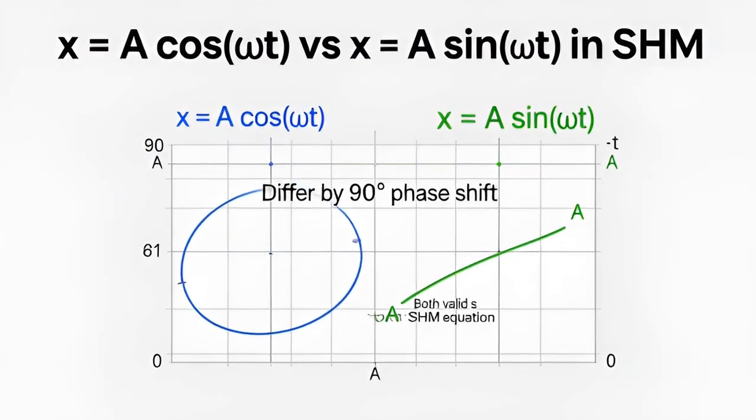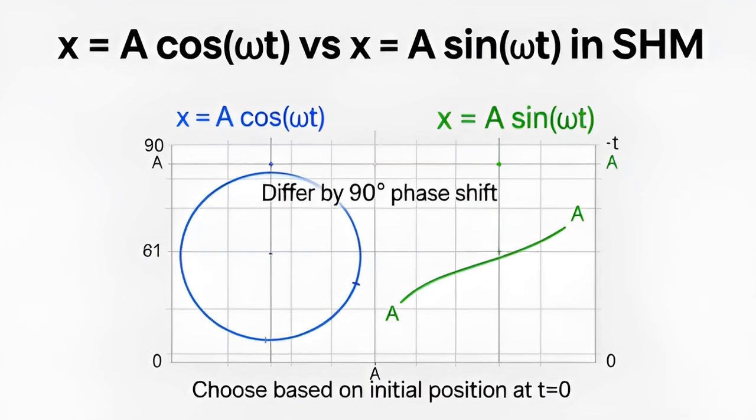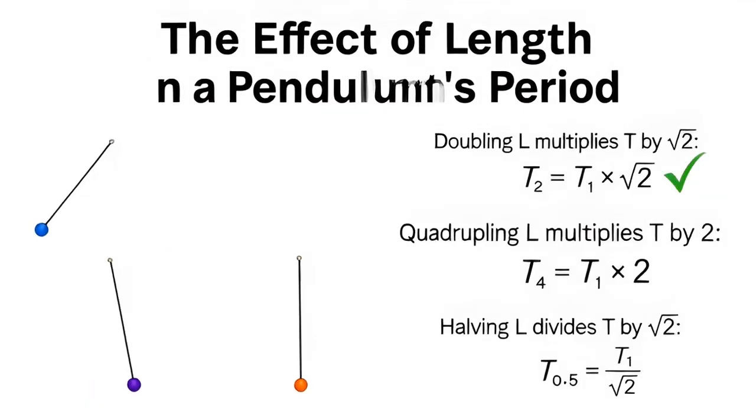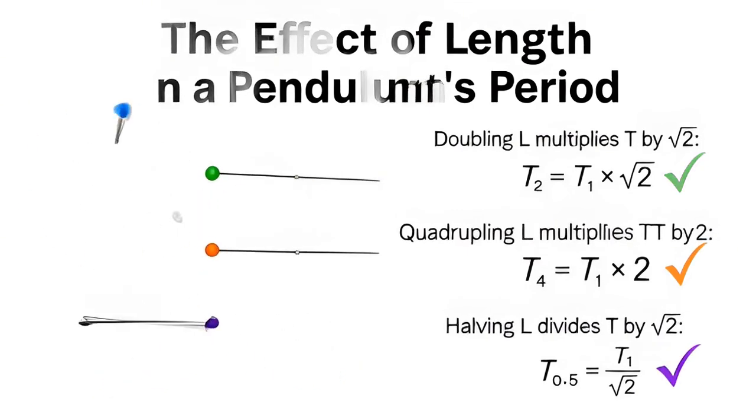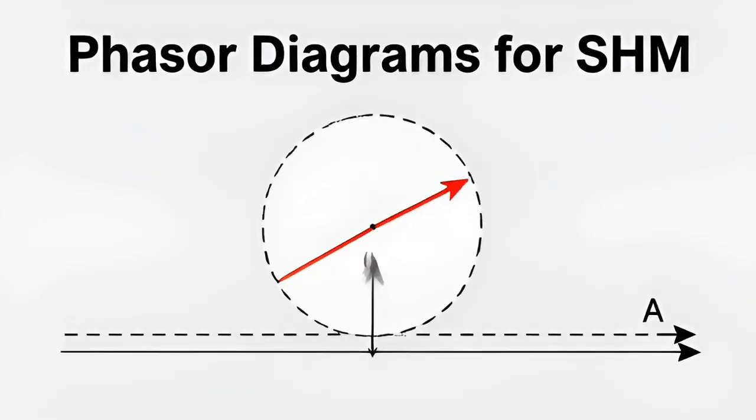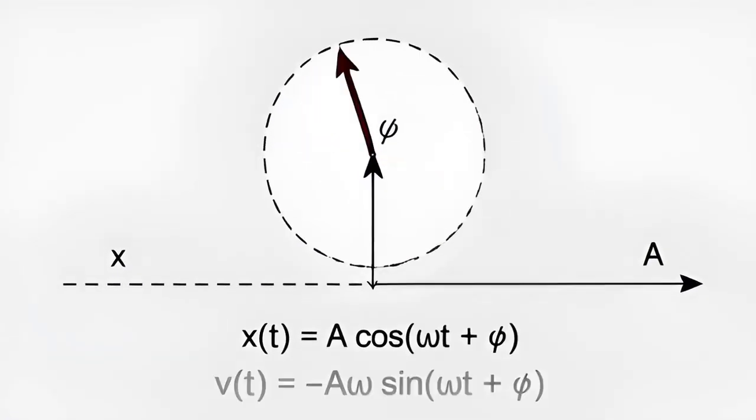These formulas tell us something fundamentally important about SHM. The time period depends only on the mass and the spring constant. It does not depend on the amplitude. This beautiful property is called isochronism, meaning equal time.